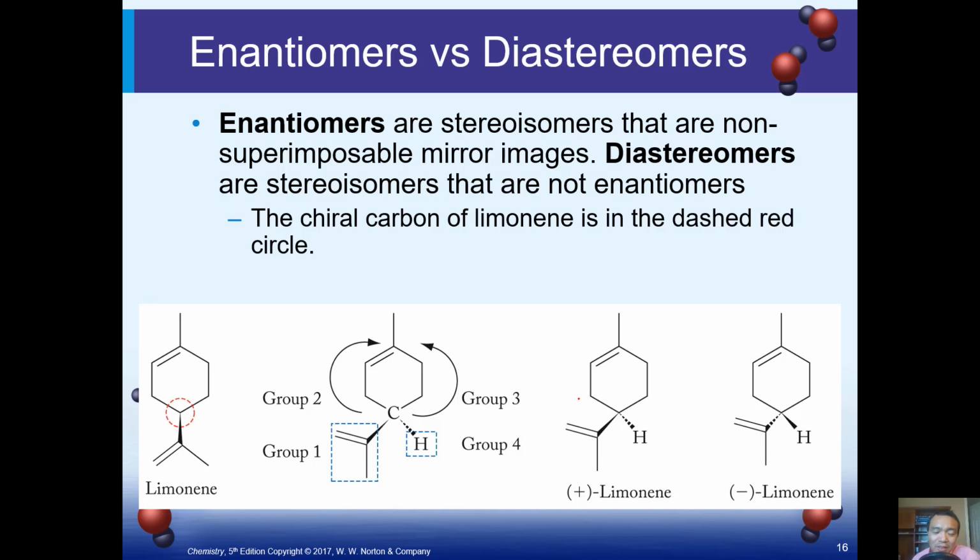By looking into the details, stereoisomers can be further classified into cis or trans, as you see over there. Another way to classify them is as enantiomers or diastereomers. So what are enantiomers? Enantiomers are stereoisomers that are non-superimposable mirror images. Diastereomers are stereoisomers that are not enantiomers. So let's look at a simpler example.